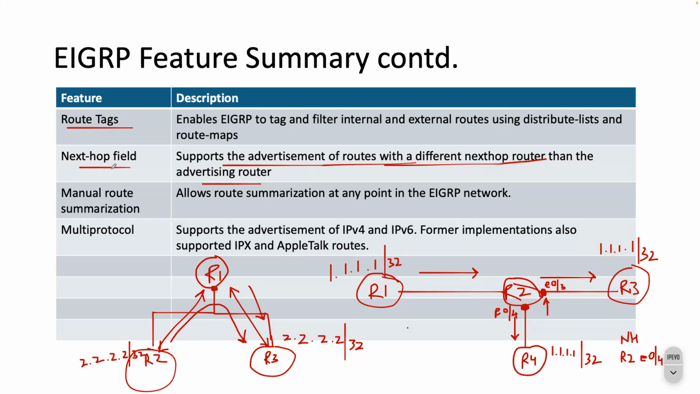That's what I wanted to say. The default behavior is that the router will advertise itself as the next hop, but this can be changed. I can say no next-hop-self. Is it clear?